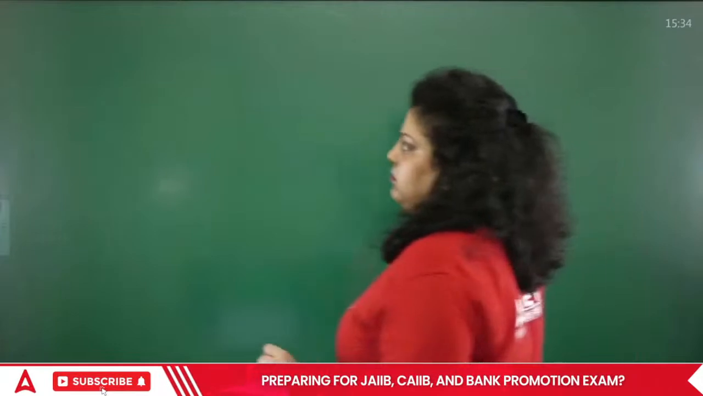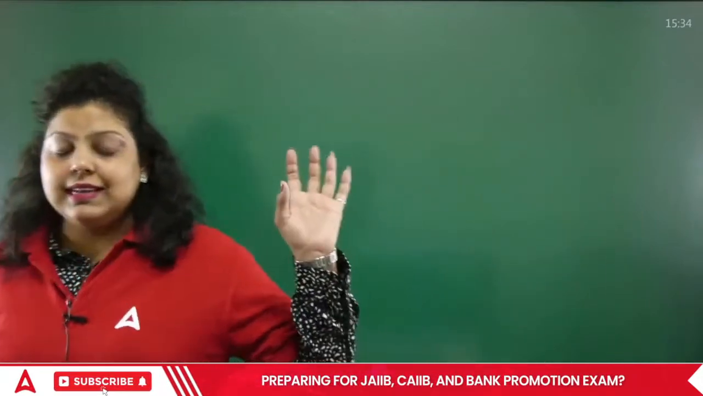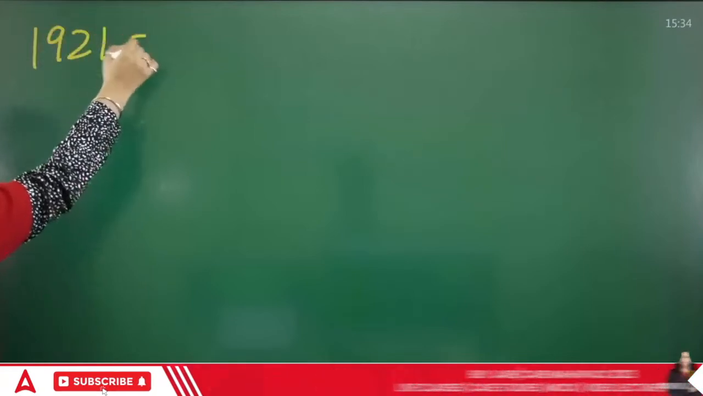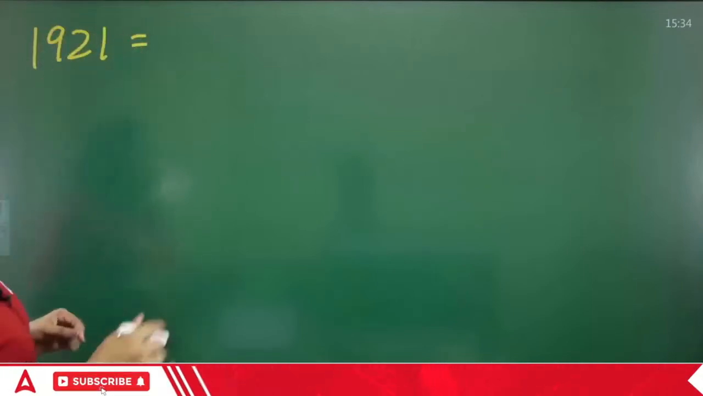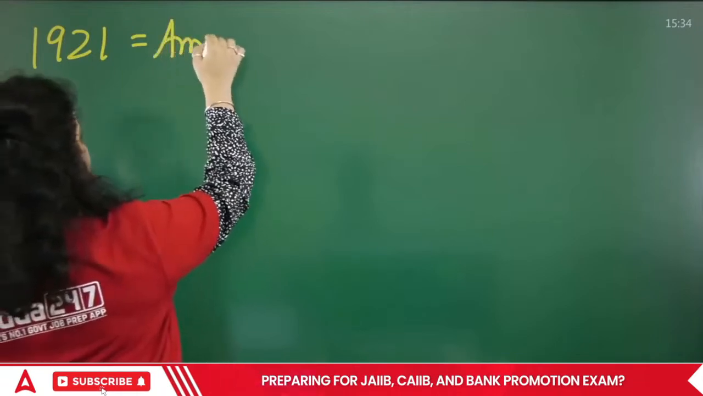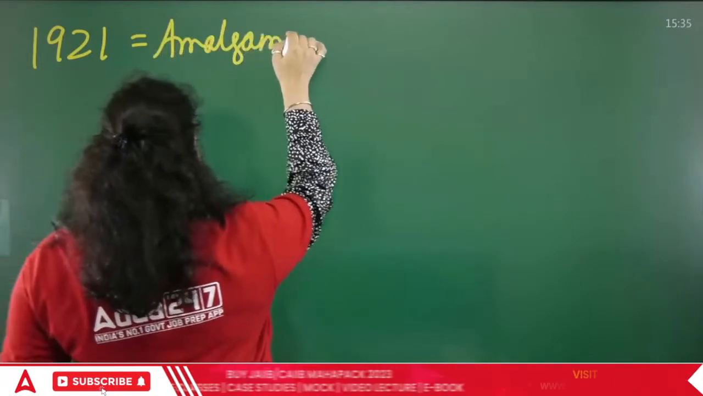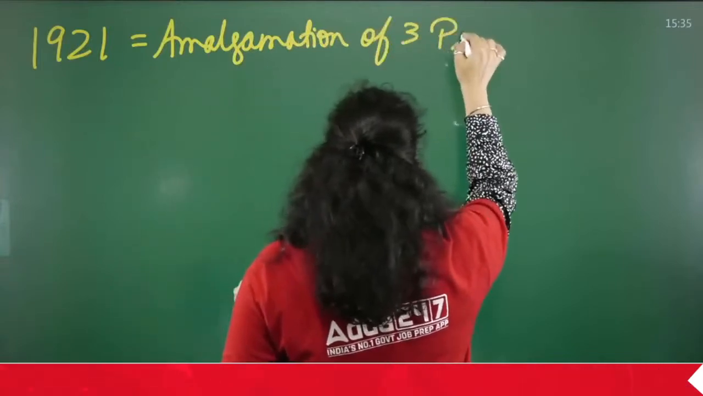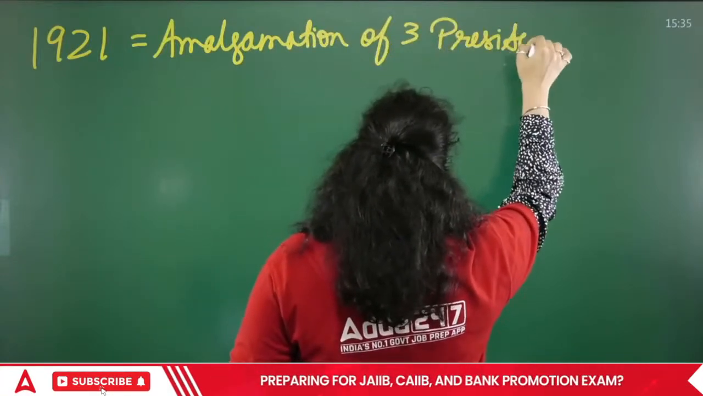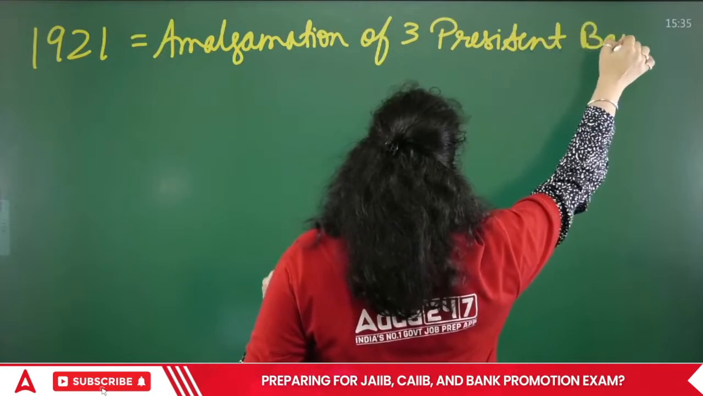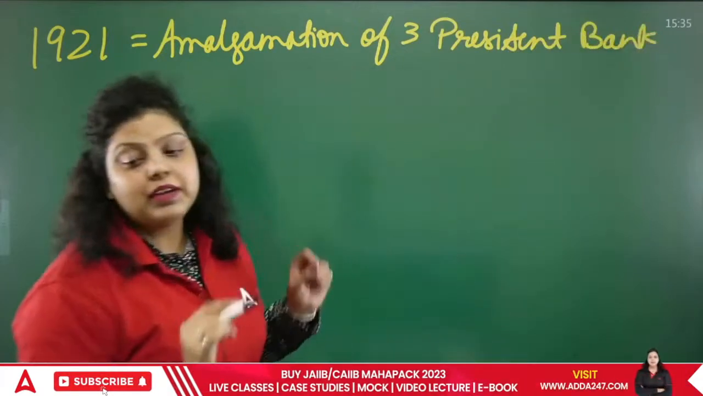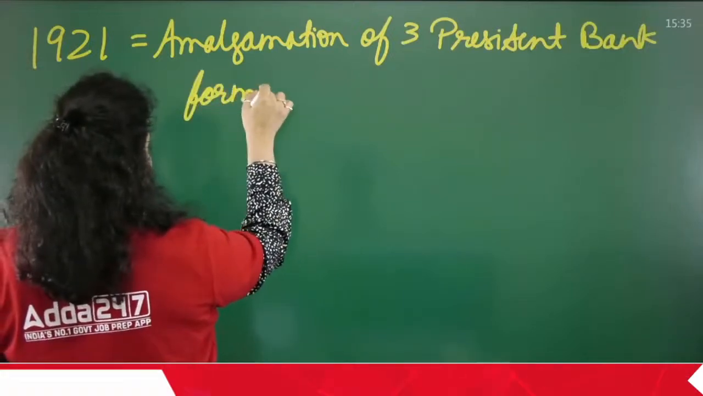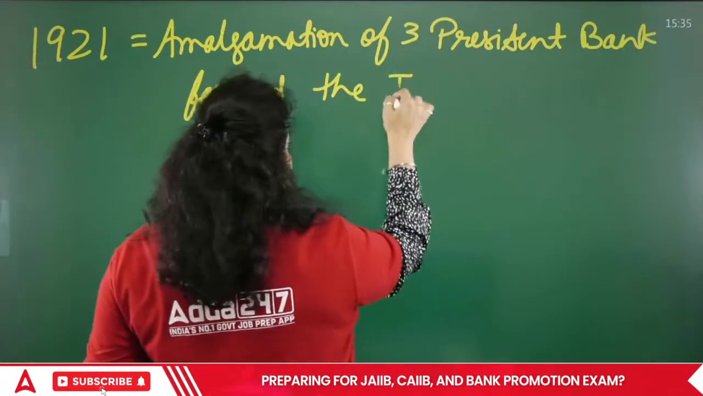Apart from that, after this 1894, the next important year is 1921, in which what have we done? We have done the amalgamation. The amalgamation of three presidency banks formed which particular bank? The Imperial Bank of India. Formed the Imperial Bank of India.